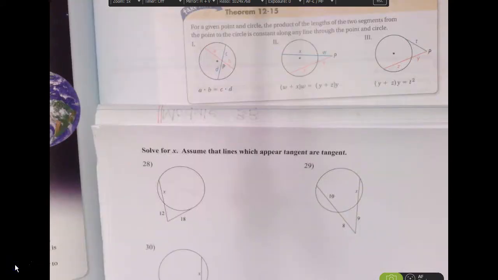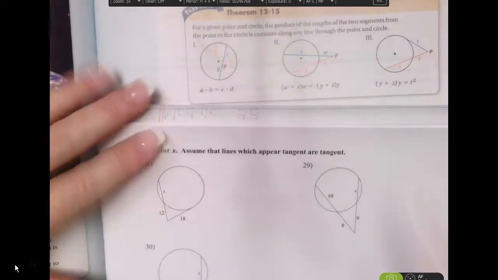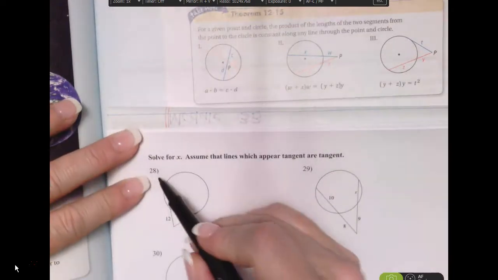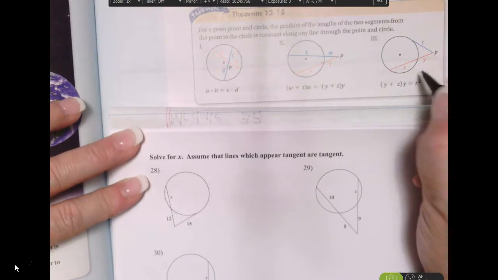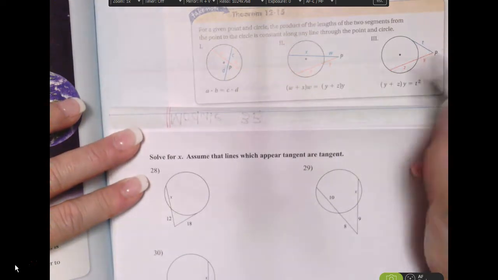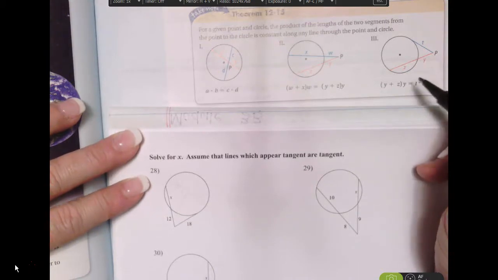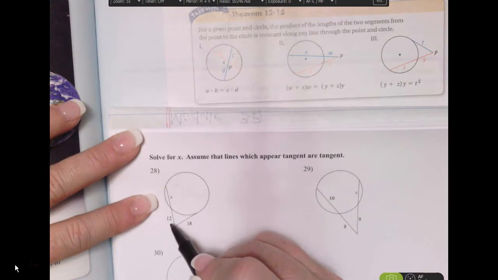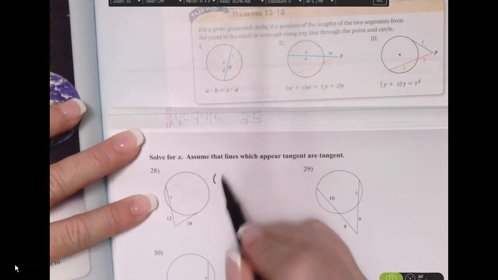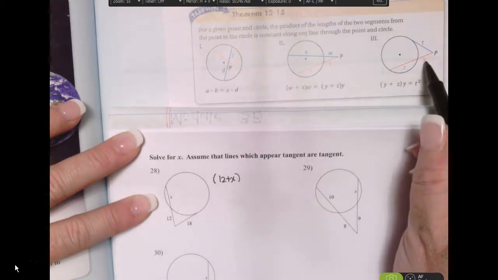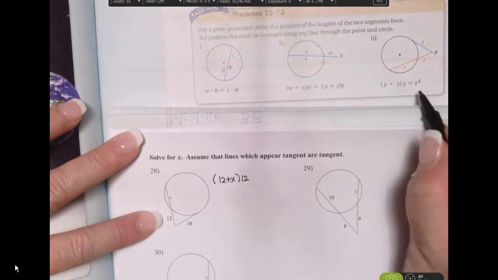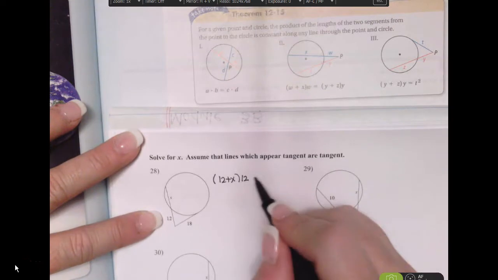Okay, for the next few problems, I've gotten out my book to remind myself of the formulas. You probably want to have your flip book out for this too. In number 28, for example, we've got a secant and a tangent. So the formula I want to use for that is the secant tangent formula. So I'm going to take the two lengths of the secant, so 12 plus x, and then multiply that times y, which is the portion that's outside the circle, equals the tangent value squared.